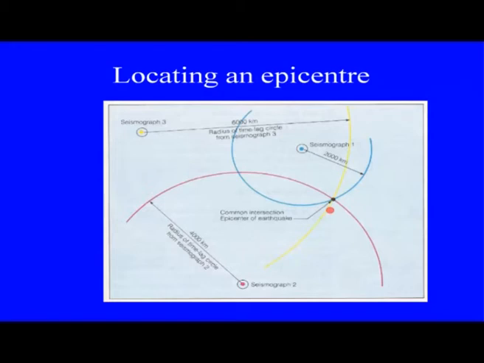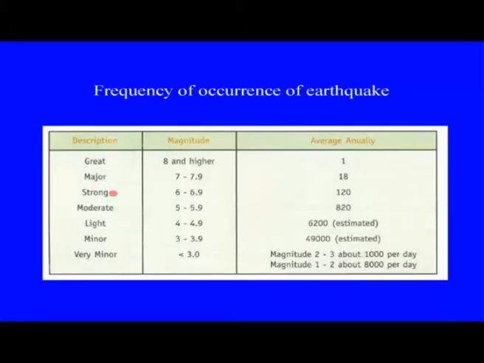So we need three seismographs or three seismograph stations from where we can find out where that earthquake occurred. This is the earthquake classification we have: great, major, strong, moderate, light, minor. 8 and higher, maybe 1 annually; 7 to 7.9, maybe 18; strong 6 to 6.9, 120; moderate 5 to 5.9, 120; light 4 to 4.9, 6,200 estimated; minor 3 to 3.9, 49,000; very minor less than 3. You can consider this one say 1,000 per day and 8,000 per day.